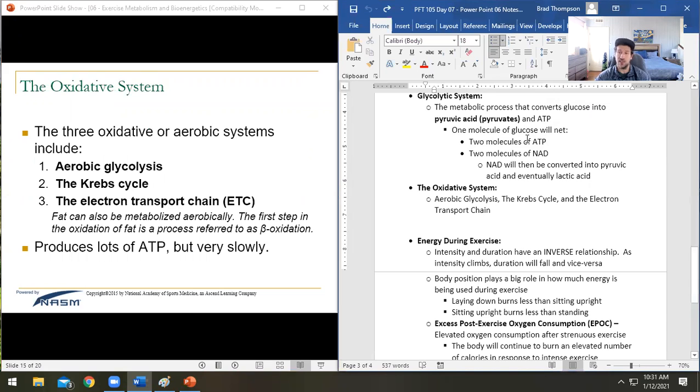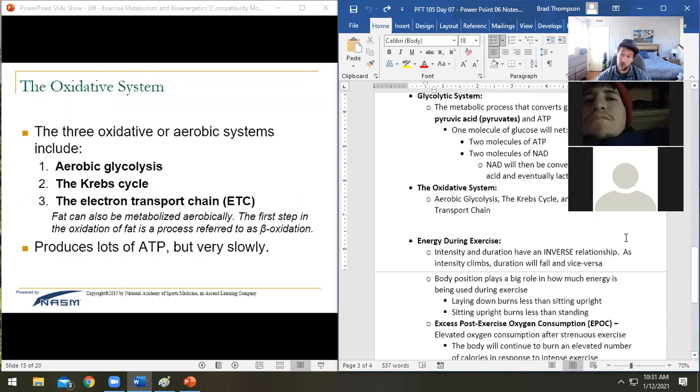So both of those are taking place in the goo, right? That's taking place in the fluid portion of your cell, no oxygen there. So those are anaerobic processes. Remember, like asymmetric means you're not symmetrical, right?